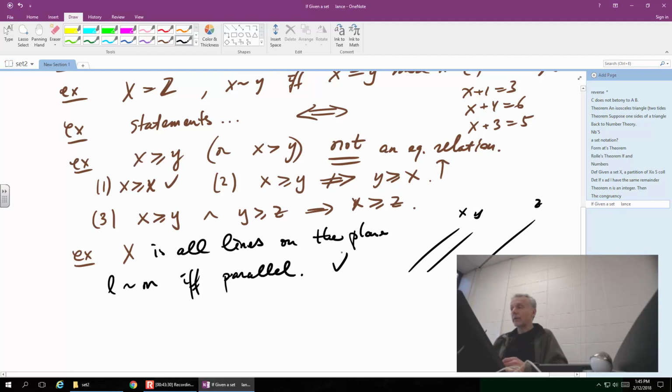And you can certainly think of other things other than lines. How about planes in space? Once again, are they parallel or not? A related issue here.